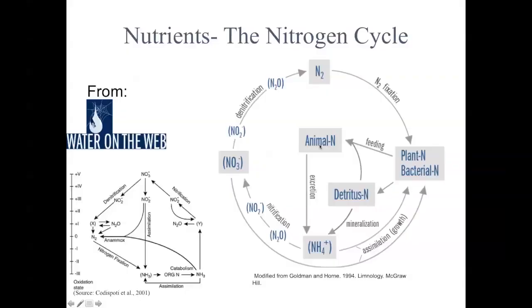But in the same way, a little microorganism eating plant or bacterial nitrogen will also convert it into animal nitrogen. What does it mean? It ends up in the cytoplasm of the animal. For example, a cow has a lot of protein in it. The protein then is made up of nitrogen that comes from the plant.